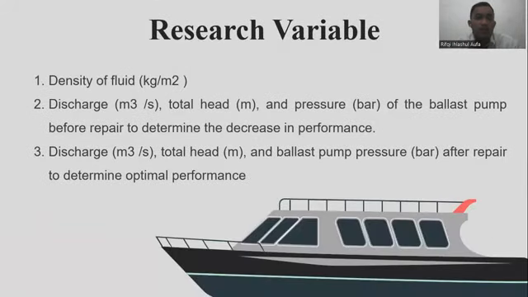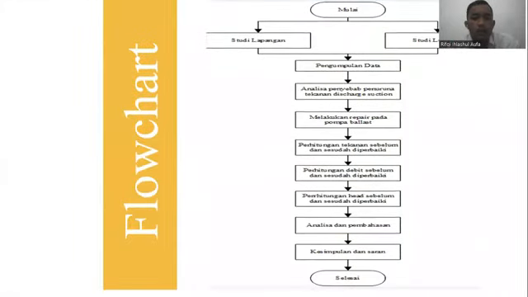Next, research variable. Number one is density of fluid. Number two is discharge, total head, and pressure of the ballast pump before repair to determine the decrease in performance. And number three, the discharge, total head, and ballast pump pressure after repair to determine optimal performance. And this is the flowchart of how this research can progress.